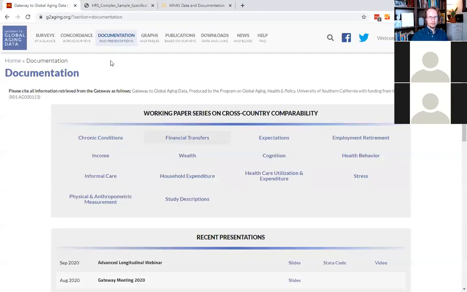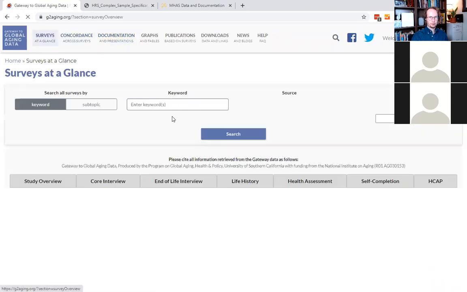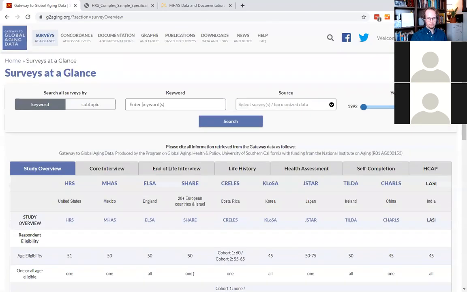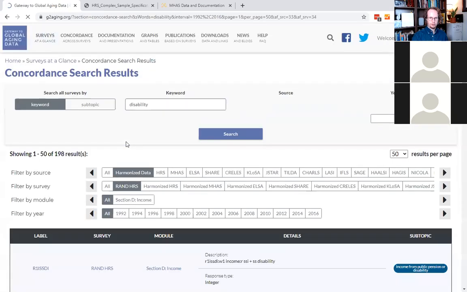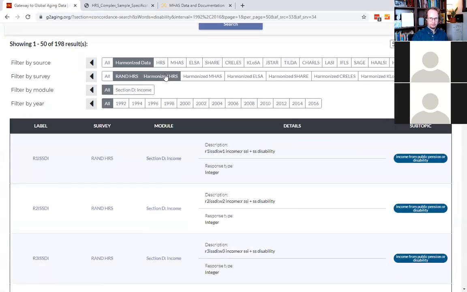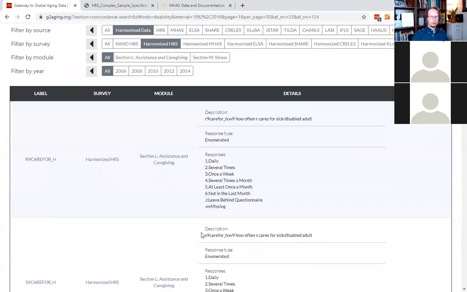And again, I think the easiest way to figure out which one you need to use, whether it's in the RAND HRS or the harmonized HRS, is you could just use keyword search. For instance, if we look for disability, and then we go to harmonized data set, you could see which ones are in the RAND HRS versus the harmonized HRS. So it's really just dependent on what you're looking at. I think for lots of them, you'll be fine just using the RAND HRS, the main data set. There's just certain things where it's not ideal for interstudy or intercountry comparability.